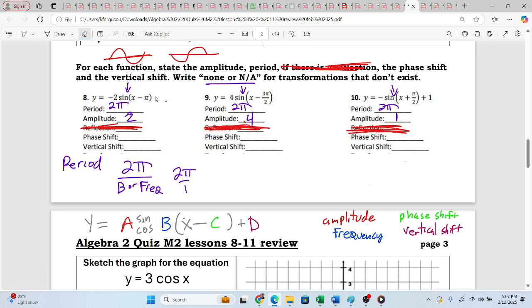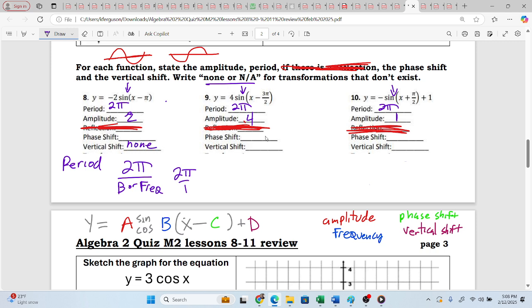So my phase shift is going to be outside these parentheses. That's what that little cousin story was about. And maybe I'm still mad at my cousin for saying he's going to help me and he didn't. Anyway, nothing there means that there's no vertical shift. So I'm going to say none for here.